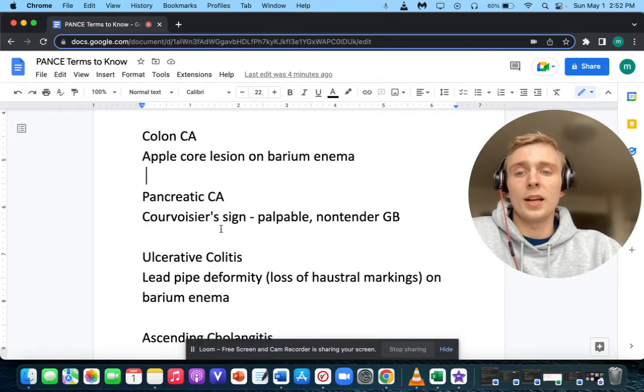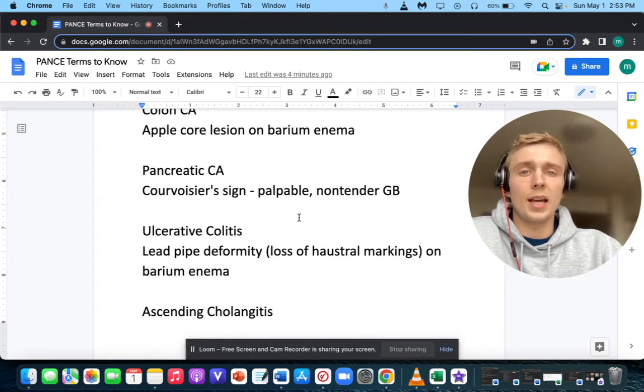How about Courvoisier's sign? What is Courvoisier's sign, and what does that signify? Courvoisier's sign is a palpable, non-tender gallbladder, and that signifies pancreatic cancer. And what is the cancer marker for pancreatic cancer? The cancer marker is CA19-9. So again, pancreatic cancer, CA19-9, Courvoisier's sign, palpable, non-tender gallbladder.